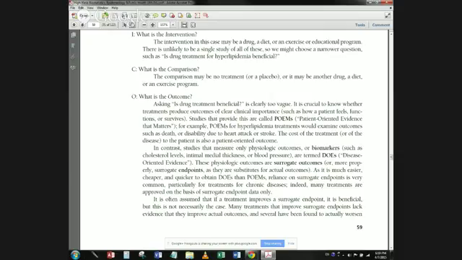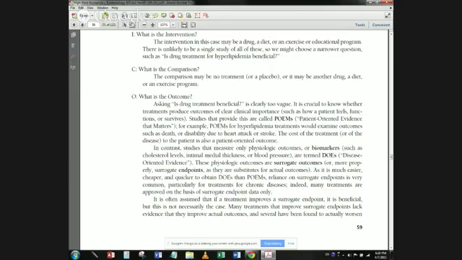In contrast, studies that measure only physiologic outcomes or biomarkers such as cholesterol levels, intimal medial thickness, or blood pressure are termed DOEs, disease-oriented evidence. These physiologic outcomes are surrogate outcomes, or more properly, surrogate endpoints, as they are substitutes for actual outcomes. As it is much easier, cheaper, and quicker to obtain DOEs than POEMs, reliance on surrogate endpoints is very common, particularly for treatments for chronic diseases. Indeed, many treatments are approved on the basis of surrogate endpoint data only.